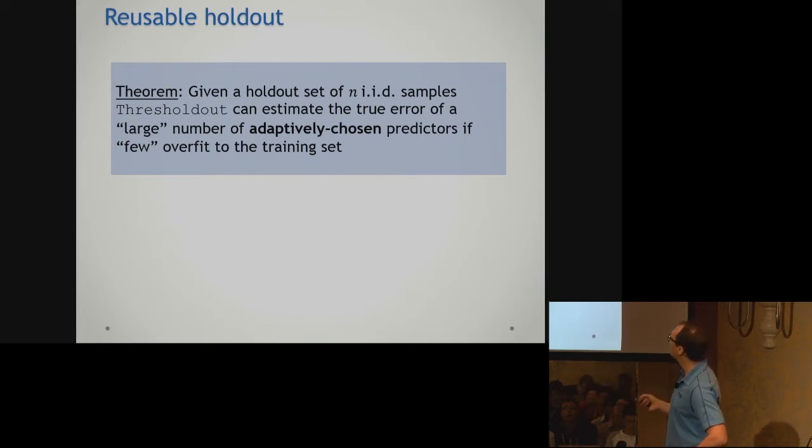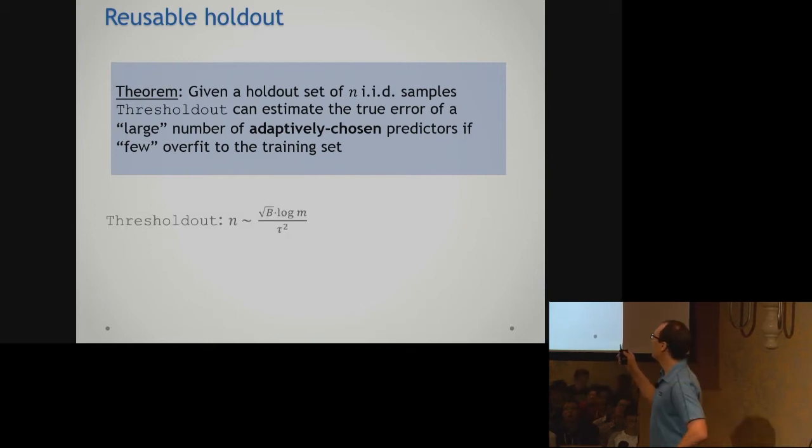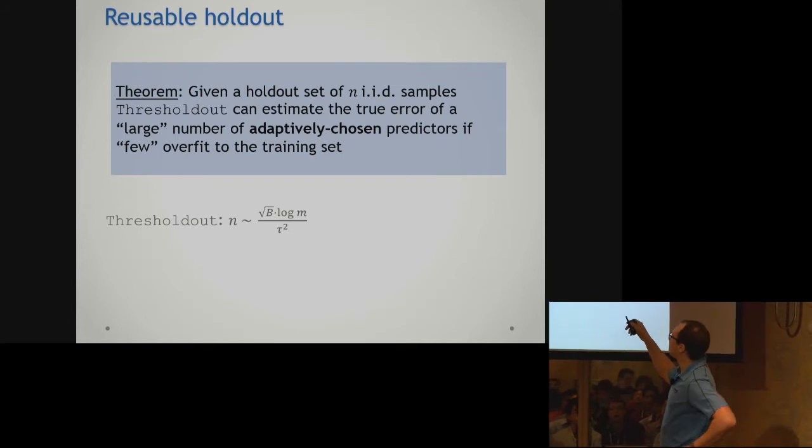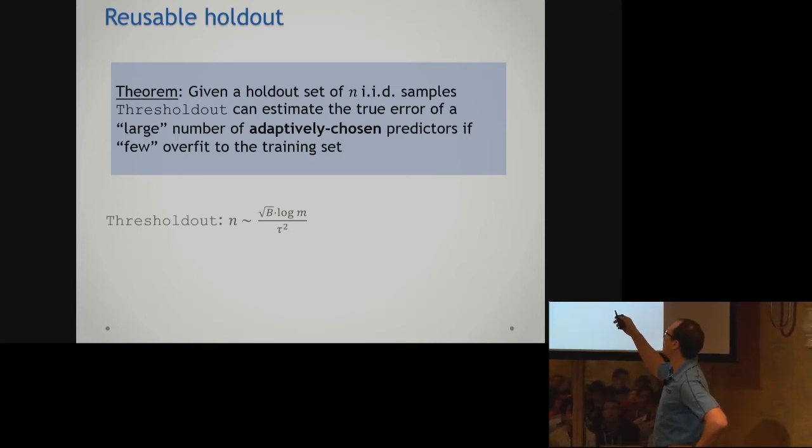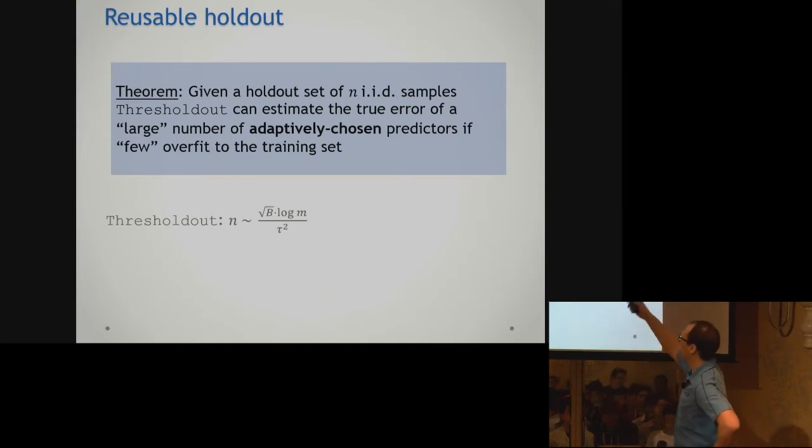What are these few and large? So specifically, we show that the number n has to scale roughly as the square root of the number of hypotheses which overfit times the logarithm of the total number of predictors whose error we estimate times the tau squared, which is sort of the accuracy of the estimate.